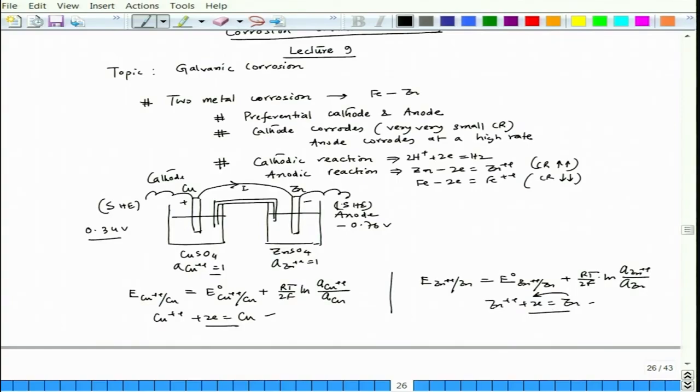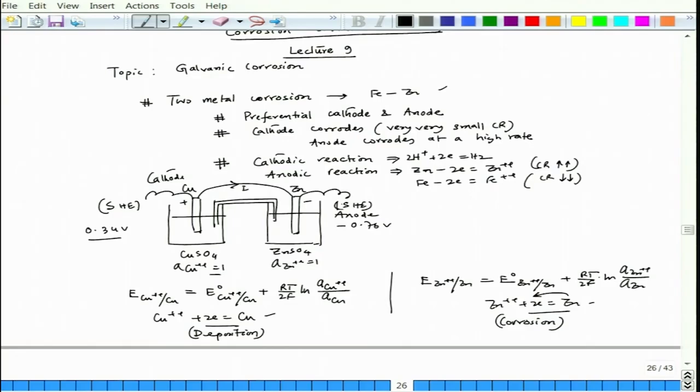And interestingly, since we are not having any other species other than copper plus plus, only this cathodic reaction can take place and only these anodic reactions can take place. This is corrosion and this is deposition. Since copper has a higher reduction potential, the reduction process is preferred here. Now, this case and this case are different.